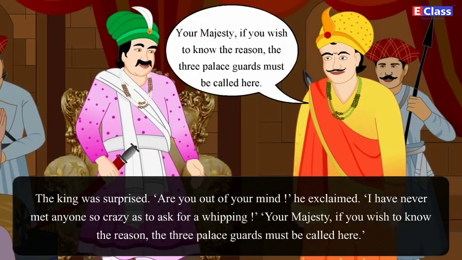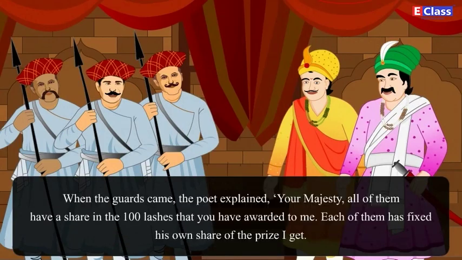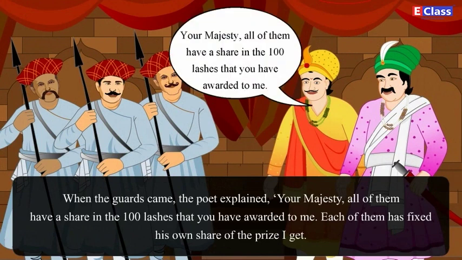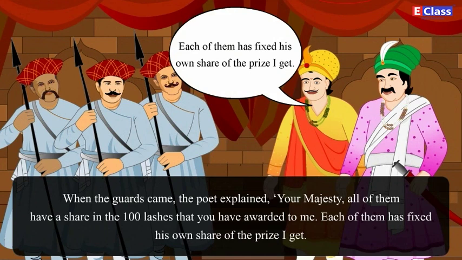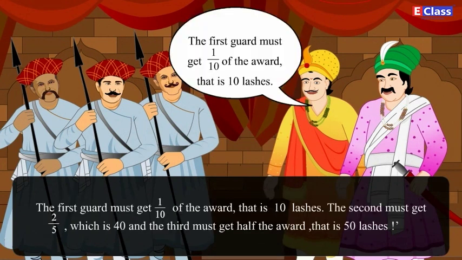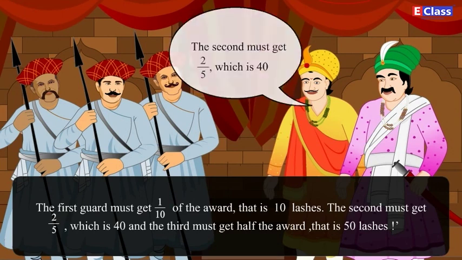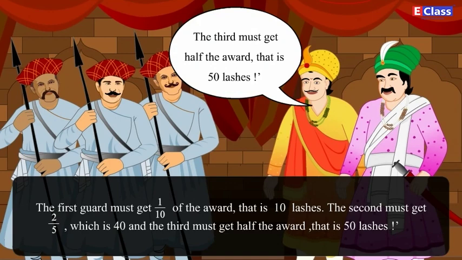"Your Majesty, if you wish to know the reason, the 3 palace guards must be called here." When the guards came, the poet explained, "Your Majesty, all of them have a share in the 100 lashes that you have awarded to me. Each of them has fixed his own share of the prize I get. The first guard must get 1/10 of the award, that is 10 lashes. The second must get 2/5, which is 40, and the third must get half the award, that is 50 lashes."